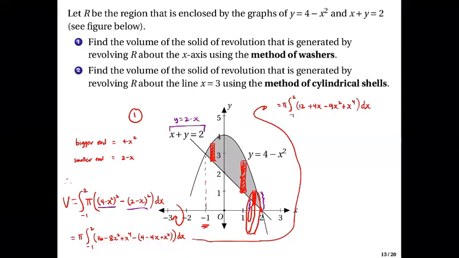And then from here, we'll just have to evaluate. So this will be pi times 12x plus 4x squared over 2, let me write it as 2x squared, minus 9x cubed over 3, let me write it as minus 3x cubed. And then we have plus x to the 5 over 5. Then we evaluate this from -1 up to 2.